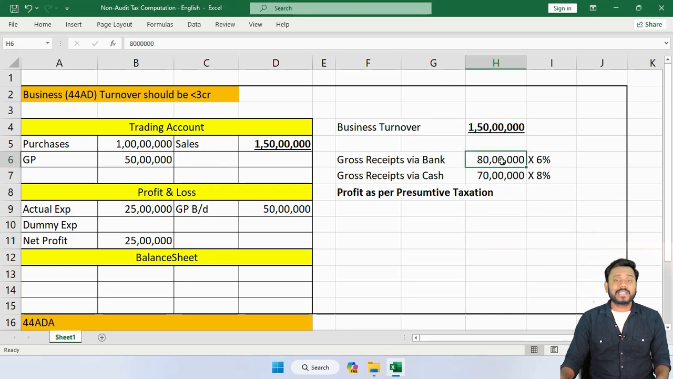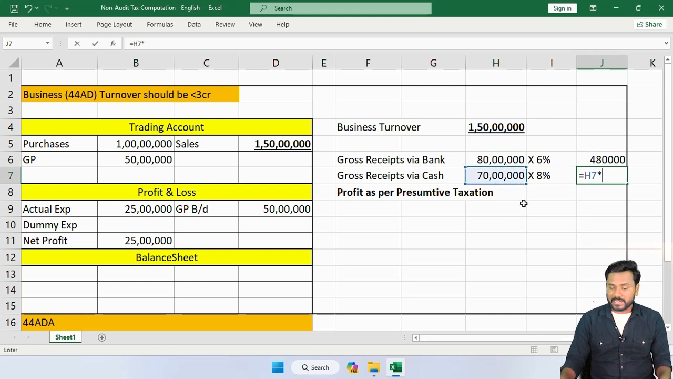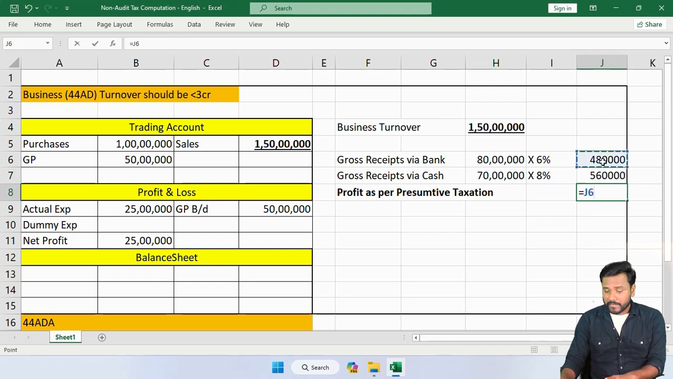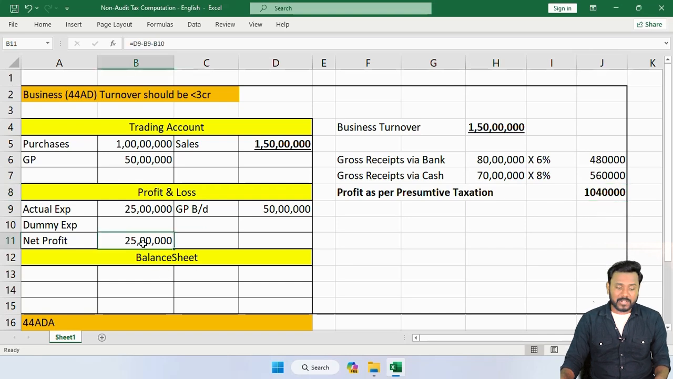Whatever amount you collected in the bank will be multiplied by 6%. That will be your profit. 6%. And whatever amount you collected in cash, on that 8% will be considered as profit. So what is the total profit from both sources? Total profit is 10 lakhs 40,000. As per your client's knowledge, the client's profit is 25 lakhs, but as per the presumptive taxation scheme, the profit will automatically reduce and it is now only 10 lakhs 40,000.